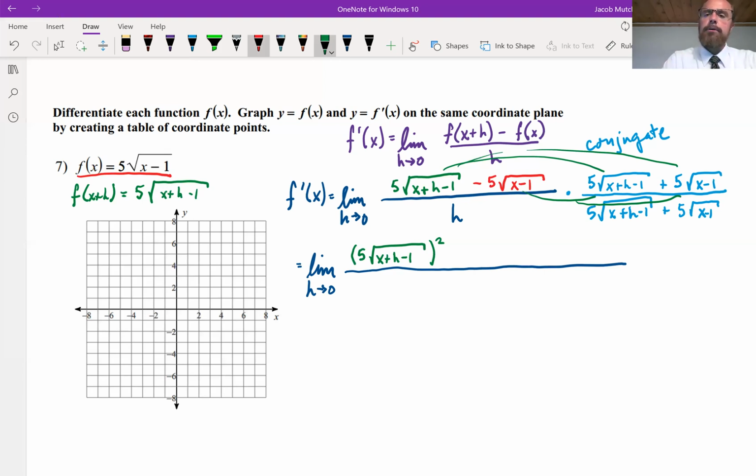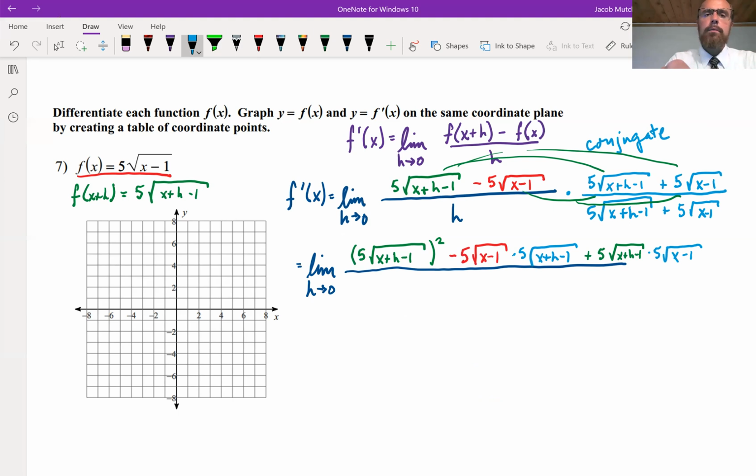The outer terms are going to be a lot to write, but what we're going to see is an immediate cancellation. So minus 5 times x square root of x minus 1 times 5 square root x plus h minus 1. And then the last term, I'm sorry, the outer terms are going to be plus, trying to color code so you can track what's multiplying times what, times again 5 square root x minus 1.